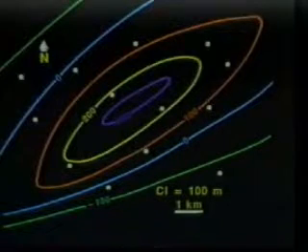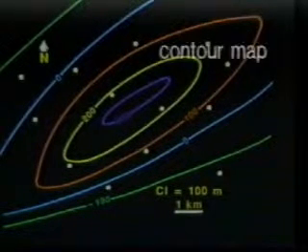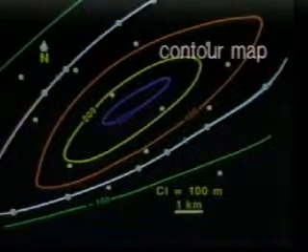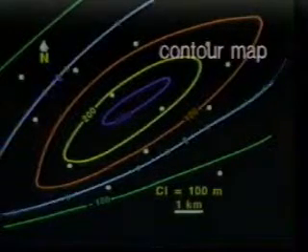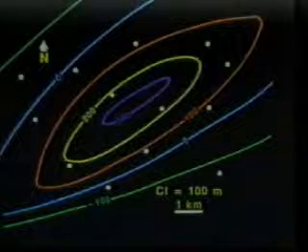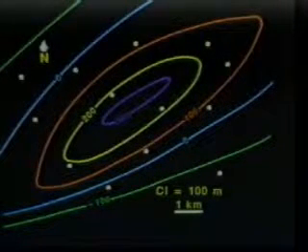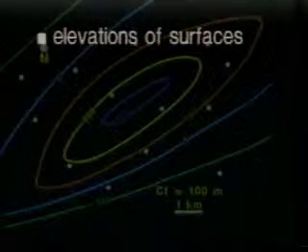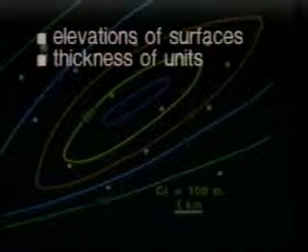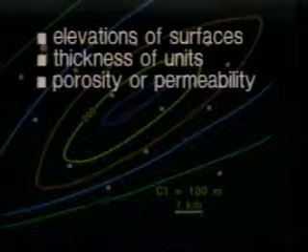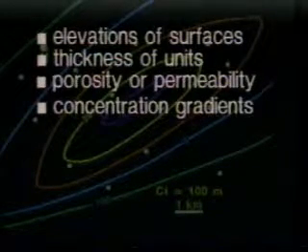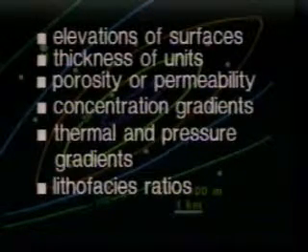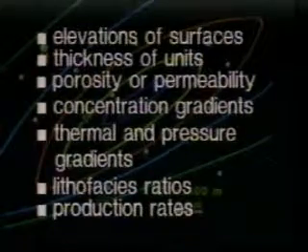The most valuable tool of the subsurface geologist is the contour map. A contour line is a locus of points, all of which have, or are inferred to have, the same value. Any subsurface data that can be quantified can be used to draw some kind of contour map. But some of the quantities that are particularly important to a petroleum geologist involve elevations of surfaces, thickness of units bounded by surfaces, porosity or permeability within a unit, concentration gradients of subsurface waters, thermal and pressure gradients, lithofacies ratios within an interval, and production rates.